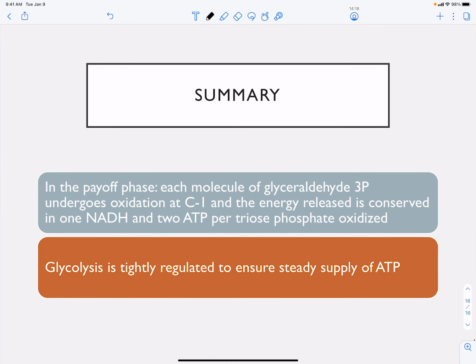Now in the payoff phase, your glyceraldehyde 3-phosphate is the one that moves on. This is going to add an inorganic phosphate group to this. And then eventually you're going to generate ATP and NADH per triose phosphate that's going to be oxidized. Now glycolysis is going to be regulated, and there are key steps that are going to be regulated to make sure that you have a steady supply of ATP or you store your carbons for later use.